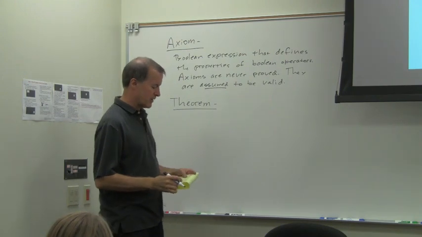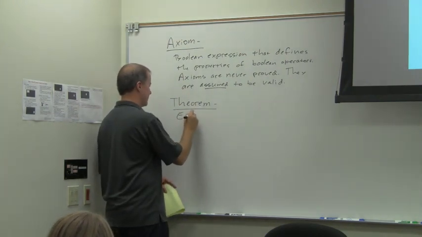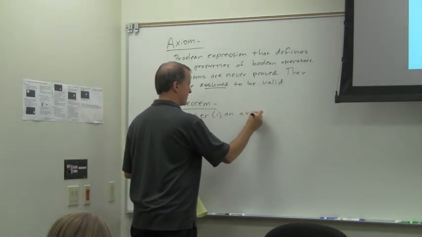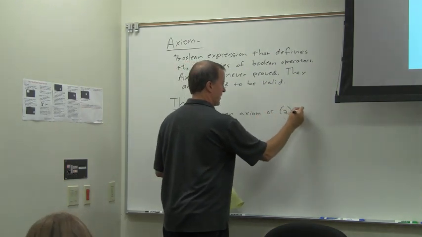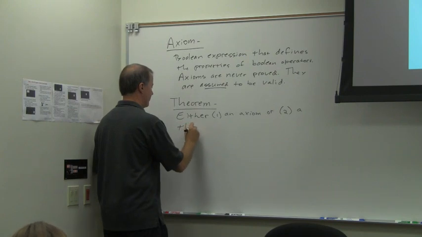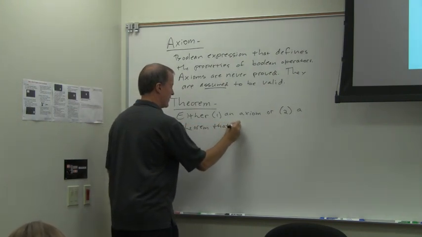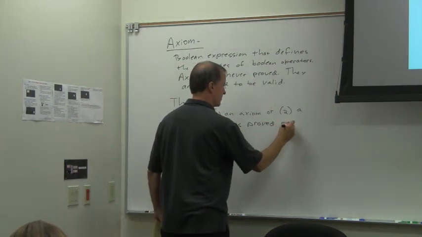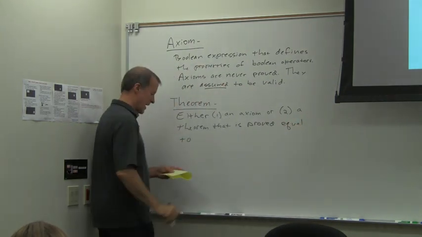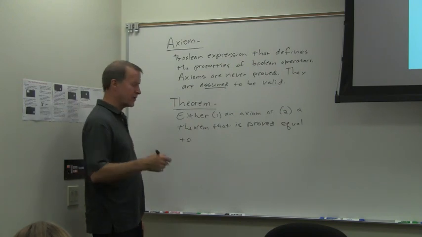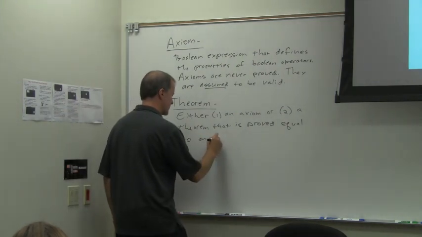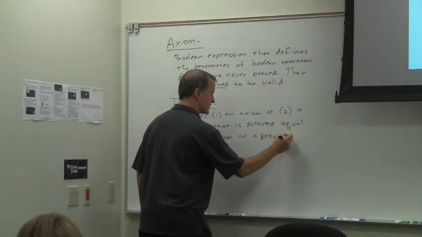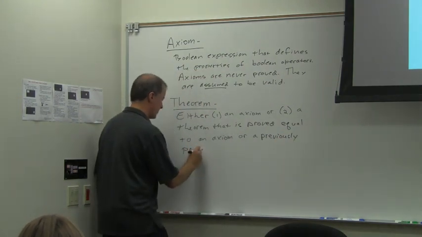So, here's the definition of a theorem. A theorem is either one, an axiom, or two, a theorem that is proved equal to an axiom or a previously proved theorem.